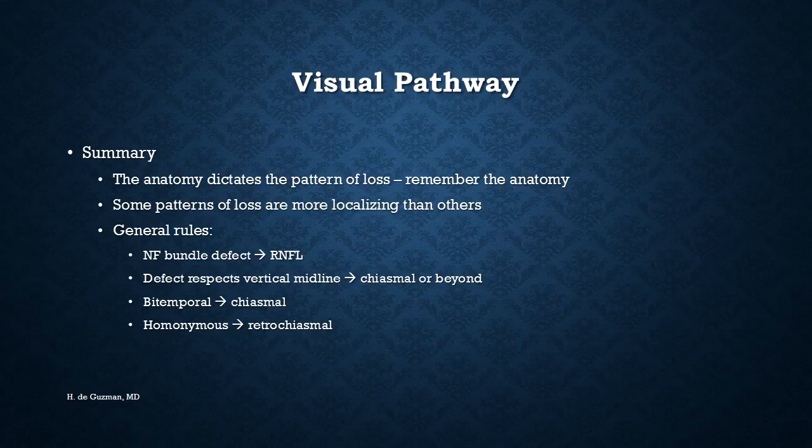So it's very important to remember the anatomy because this will help us figure out where the lesion is. Some patterns of loss are more localizing than others, and others are more generalized or non-specific. And in general, nerve fiber bundle defects would indicate an RNFL defect. Defects that respect the vertical midline are chiasmal or beyond. If it's bitemporal, then it's chiasmal, or if it's homonymous, then it's retrochiasmal.